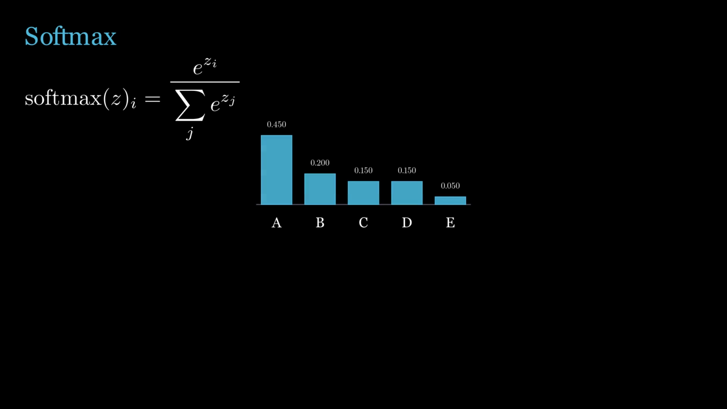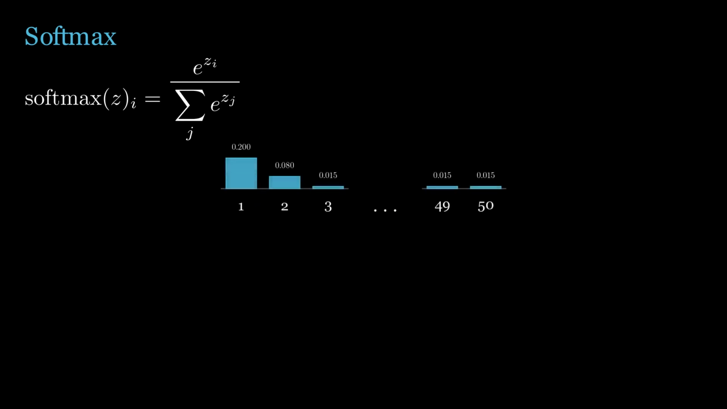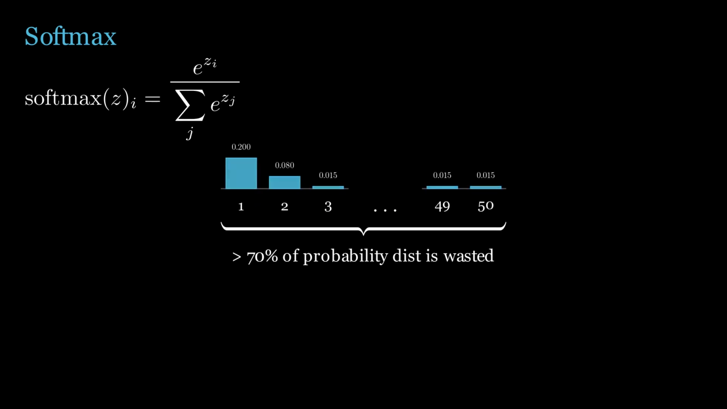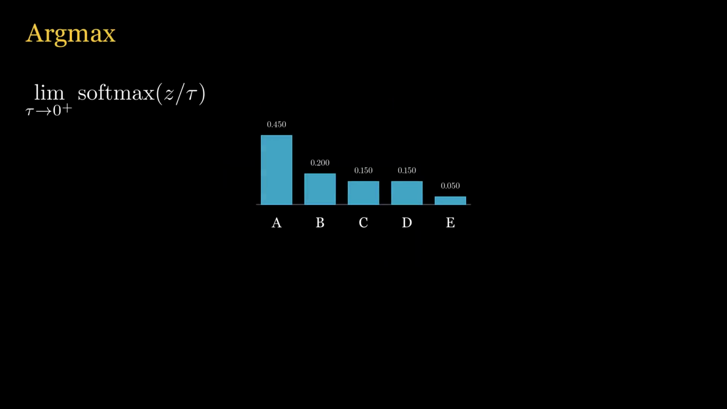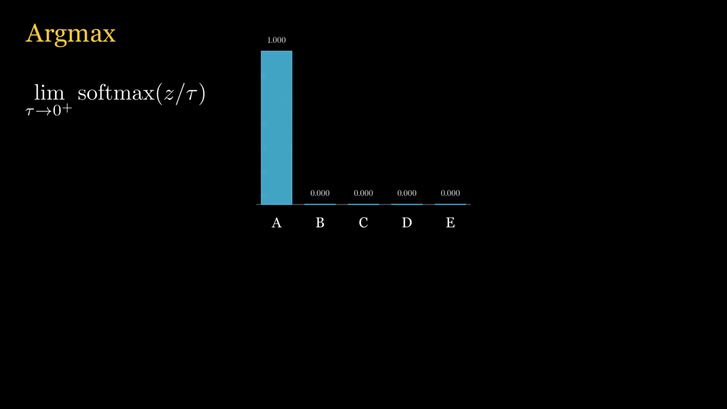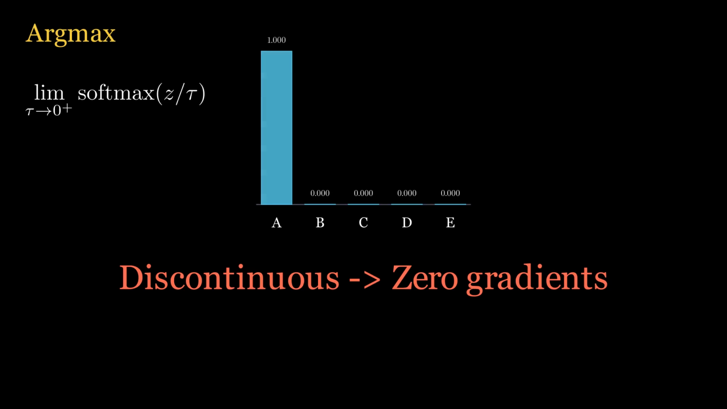It is strictly positive. It never outputs true zero. In large models with long contexts, this causes the dispersion effect. The attention mechanism smears probability mass across thousands of irrelevant tokens, wasting memory and diluting focus. The extreme opposite is argmax, which outputs a strict one-hot vector. It is perfectly sparse, but it's fundamentally broken for training because it is discontinuous. Its gradients are zero everywhere.